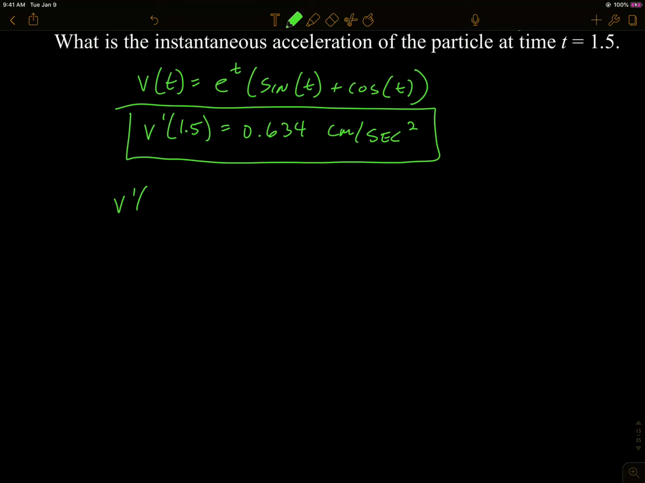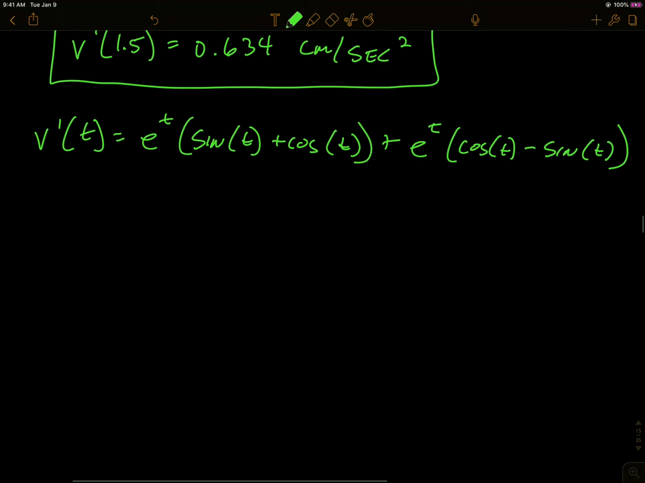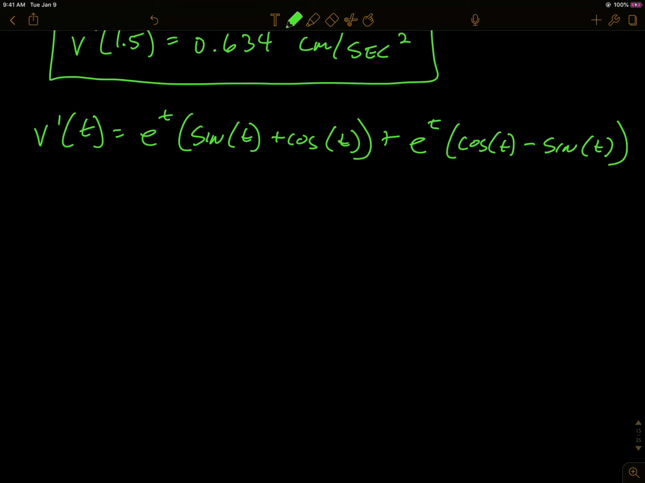So we've got to do the derivative of velocity. Again, we have product rule, so the derivative of the first is e to the t times recopy the second, plus recopy the first times the derivative of the second. So the derivative of sine is cosine. The derivative of cosine is negative sine. So then if we common factor out an e to the t, I've got sine of t plus cosine of t.